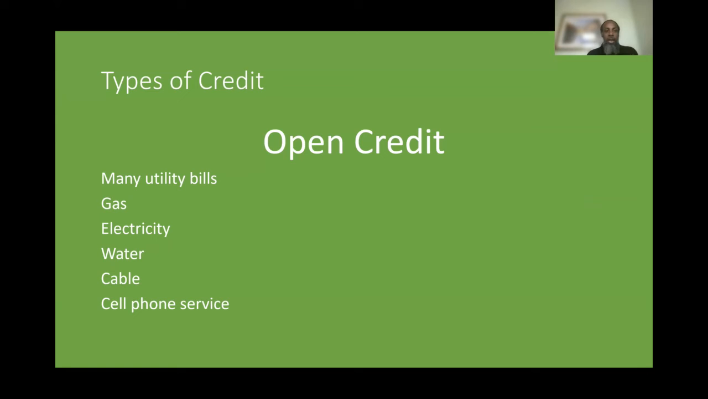cable, cell phone service. Now, the key thing about these is usually none of these will report to your credit bureau, report to the credit bureaus at all. Gas, electricity, water, cable, they don't report unless you mess up. So they only report negative. They do not report positive. They only report negative. That is something that we really don't want to deal with. We don't want any negatives. So again, I use credit cards to pay these off, but they don't show up as open credit.